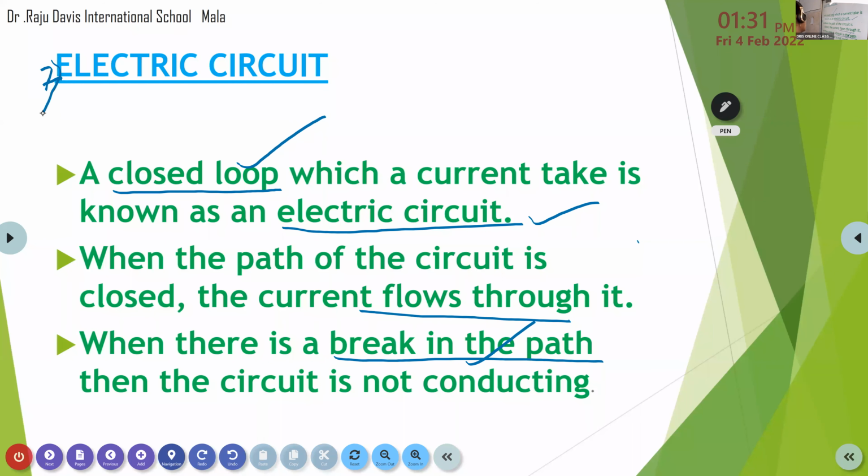So write it as points. A closed loop which the current takes is known as an electric circuit. When the path of the circuit is closed, the current flows through it. Third point, when there is a break in the path, then the circuit is not conducting. So write this.